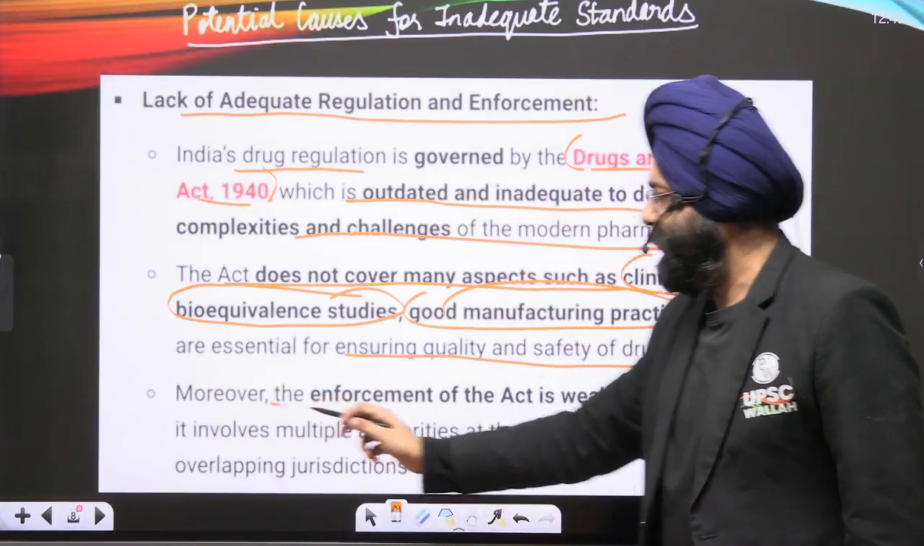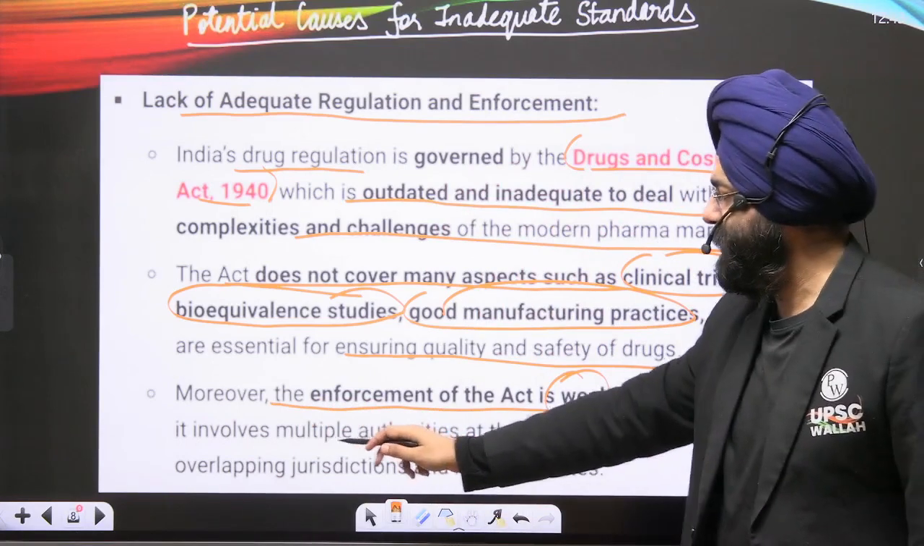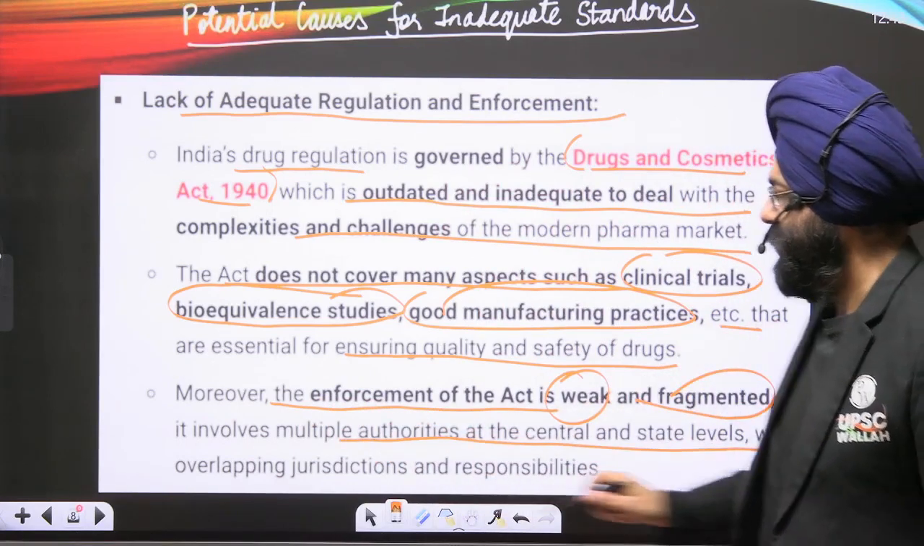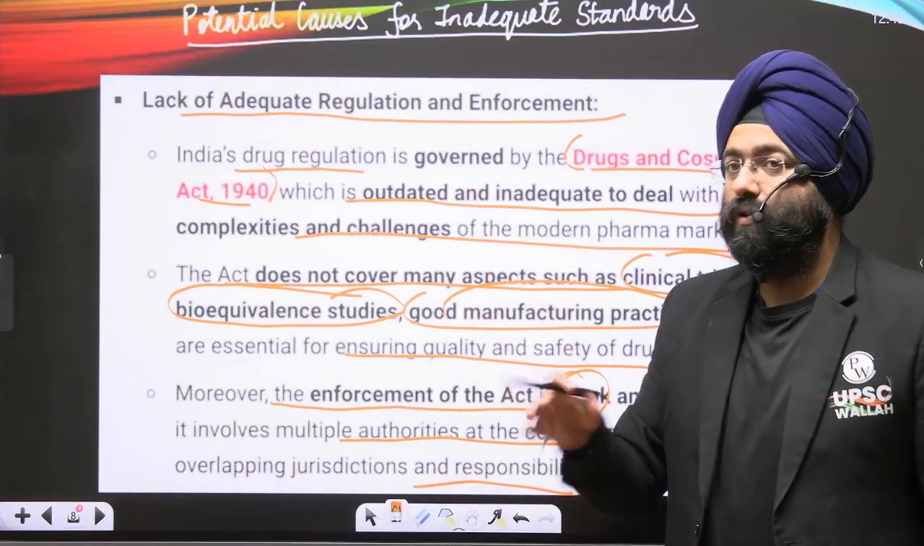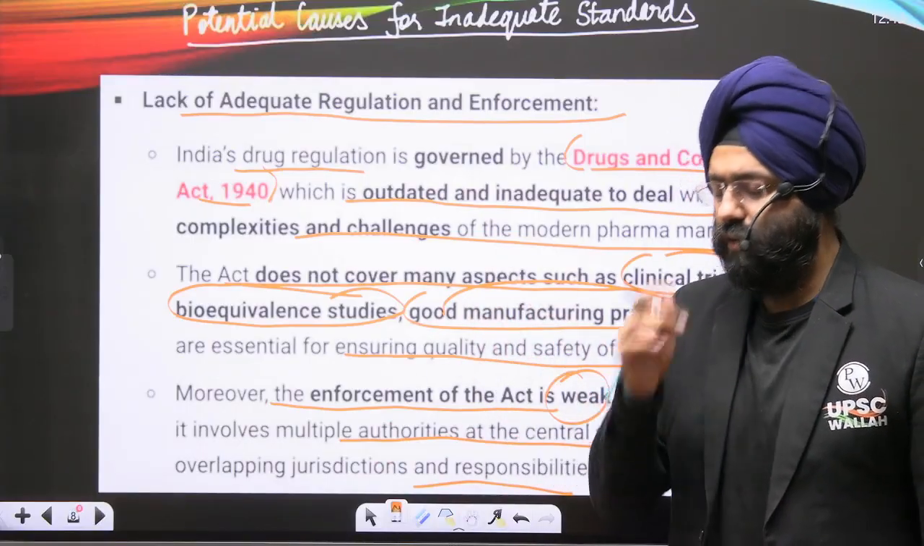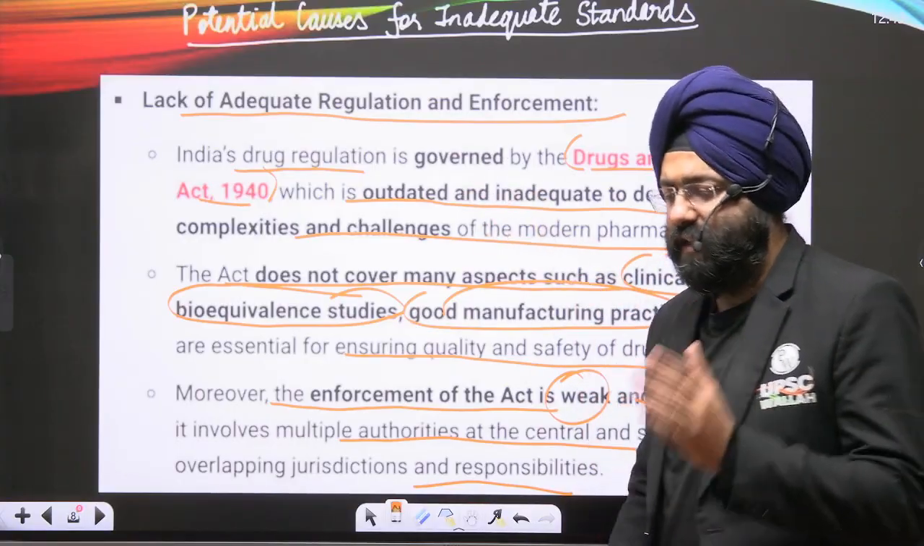Now, moreover, the enforcement of the act is weak and fragmented as it involves multiple authorities at the state and the central level with overlapping jurisdiction. We will be studying this in detail also when I give you the reference of the article. So what is going on? Firstly, the lack of adequate regulation is that the act that is governing is 1960.